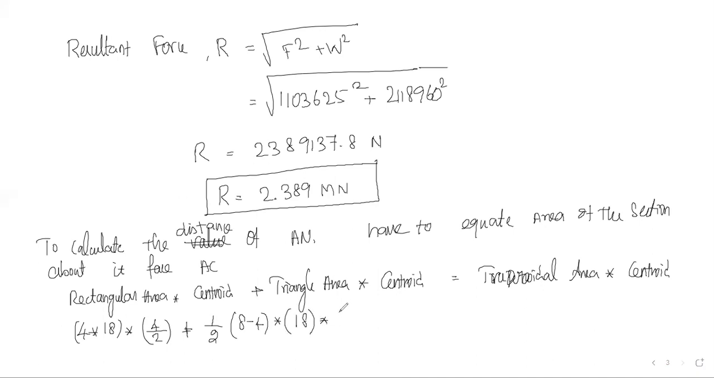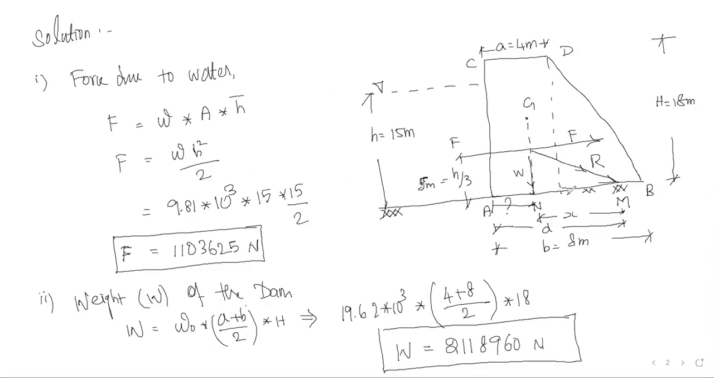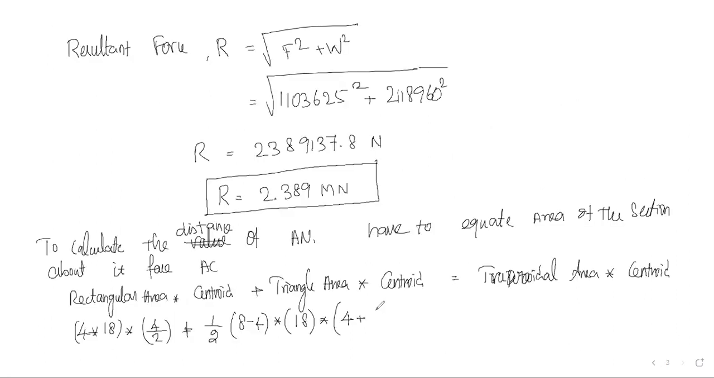So area available multiplied with the centroidal distance. Here the centroidal distance is nothing but the base length A plus 1/3 of B minus A, where B is 8 minus A 4. So total trapezoidal area is A plus B, that is 4 plus 8, divided by 2 multiplied with the total height h.